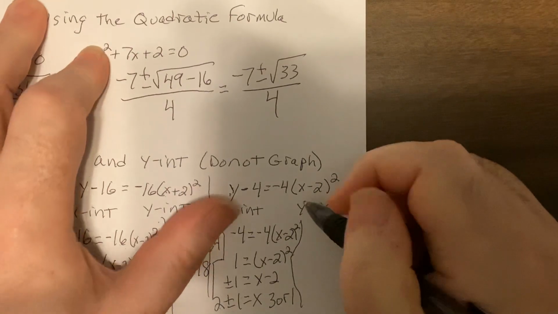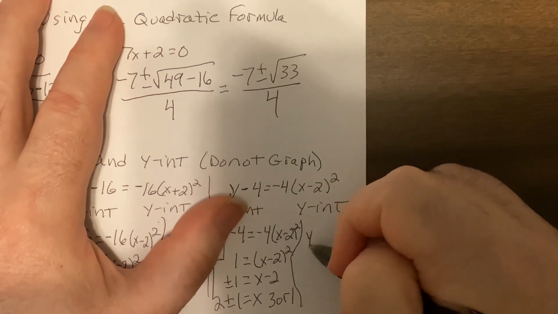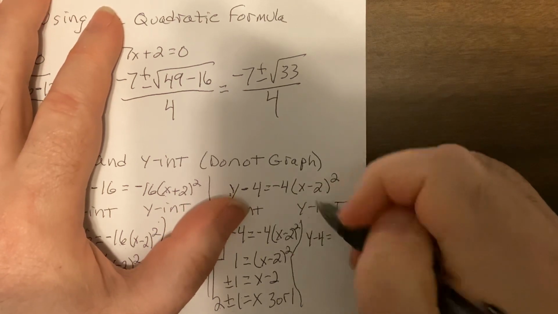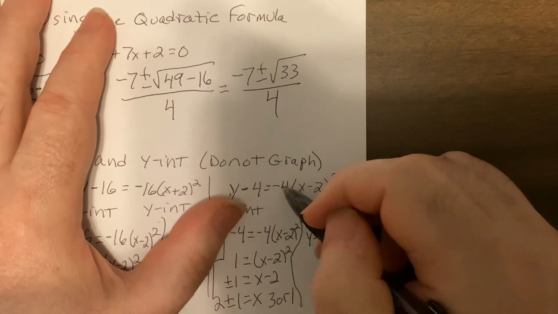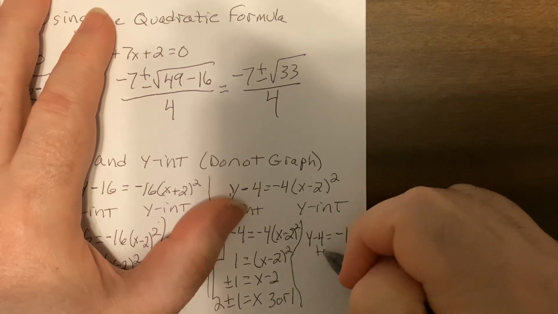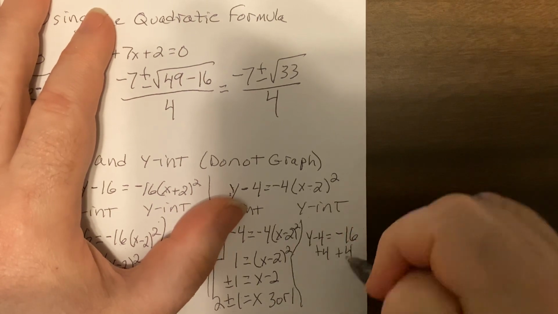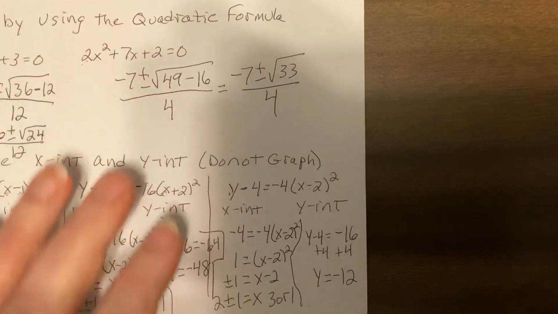Y-intercept. Put 0 in for x. Y minus 4 equals 0 minus 2 is negative 2. Squared is 4. Times negative 4 is negative 16. Add 4. Y equals negative 12.